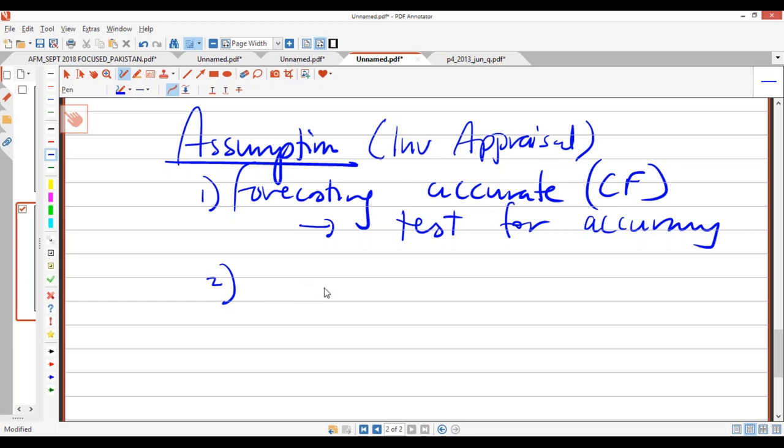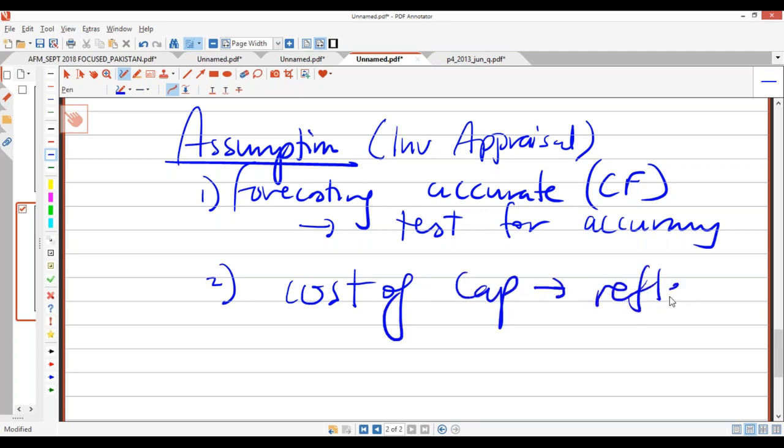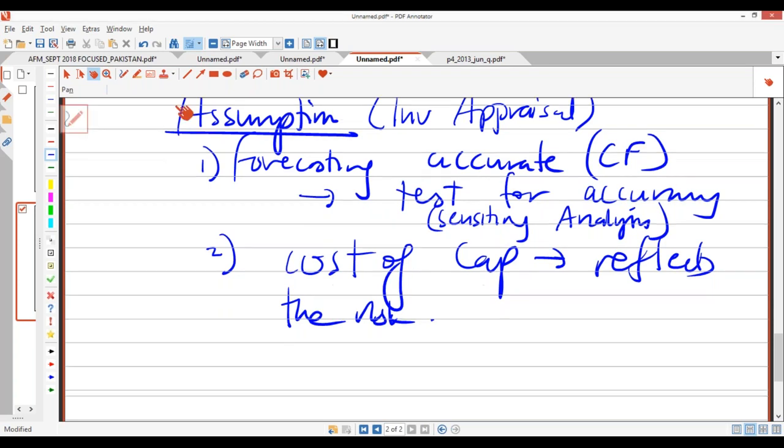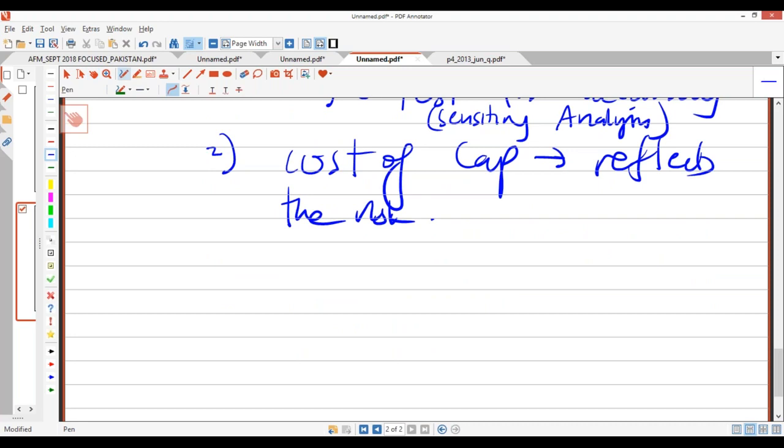And the second assumption in this particular case, you can say the cost of capital reflects the risk in the foreign country, and it's correct. Yes, test for accuracy, very good, Emma: maybe you do something called sensitivity analysis. Okay, sensitivity analysis. Very good. Now, cost of capital reflects the risk.